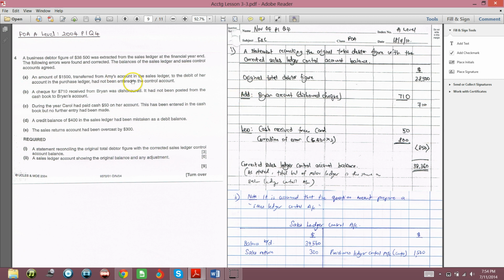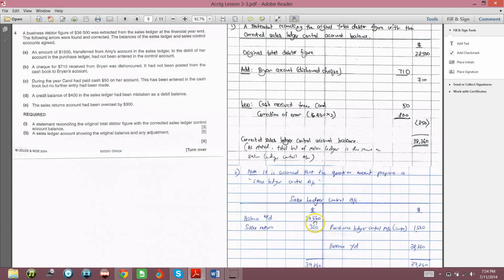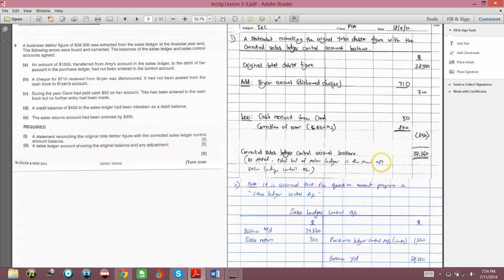But it has not been entered in the control account. So this one, debtors control account. Debtors is a debit balance in the balance sheet. So I can just put here balance brought down. I don't know how much, I leave it blank. Then this one I know. If it's a contra offset, transferred from Amy's account in the sales ledger to the debit of an account in the purchases ledger, that means Amy is a debtor as well as a creditor. Yeah, it's true.